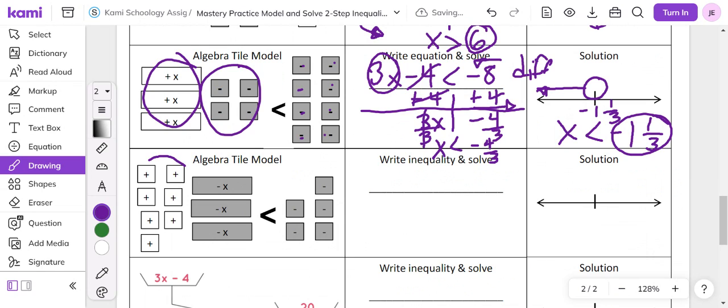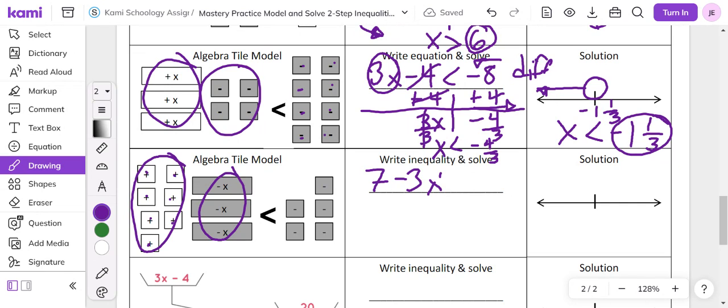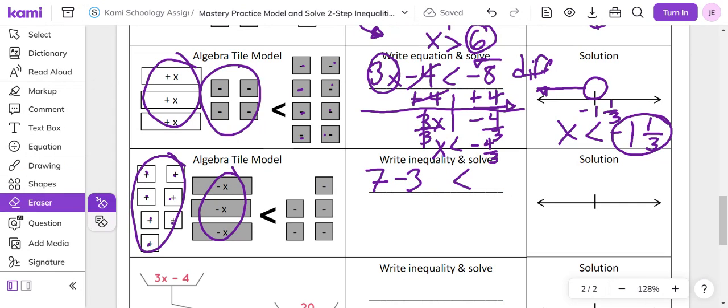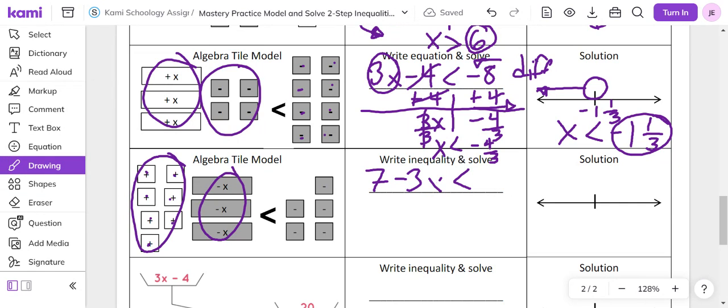One more example for the models. We have 1, 2, 3, 4, 5, 6, 7. 7 minus 3x, or negative 3x, which would be also subtracting. And negative 5.